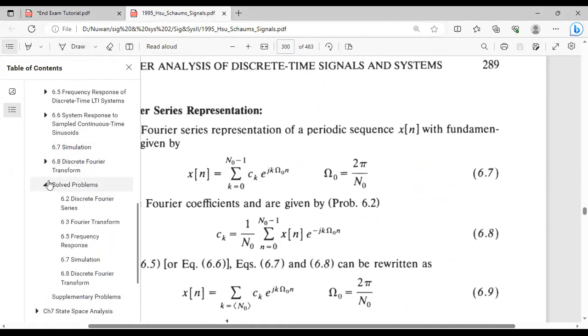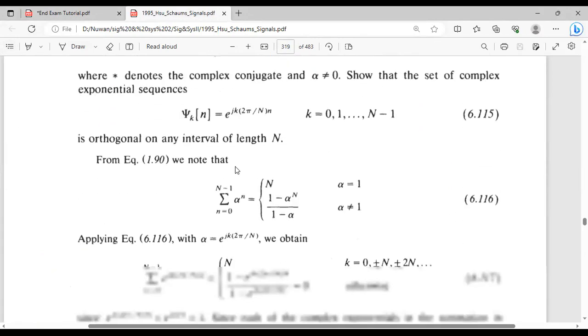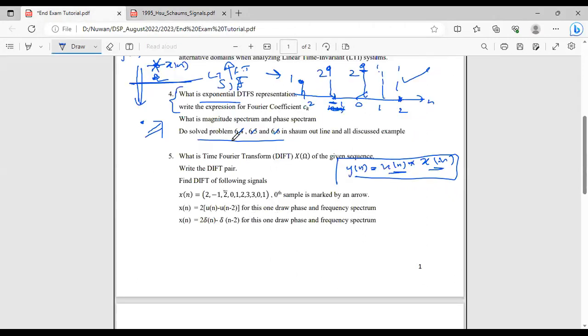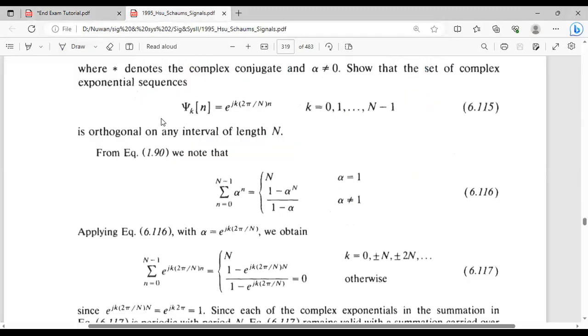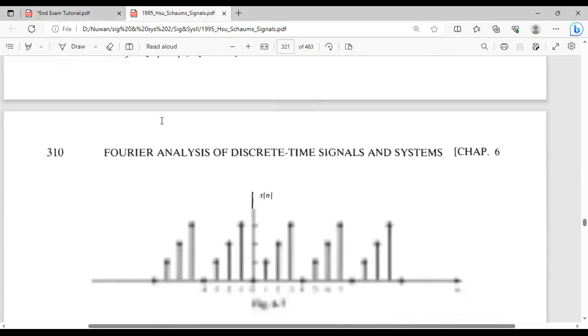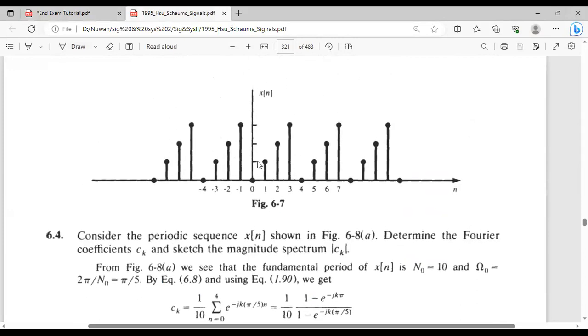Those are the solved problems on the discrete Fourier series. You are asked to do 6.4, 6.5 and 6.6. So let's try to find 6.4. This is the given signal.